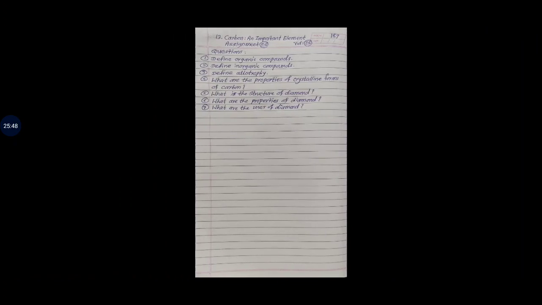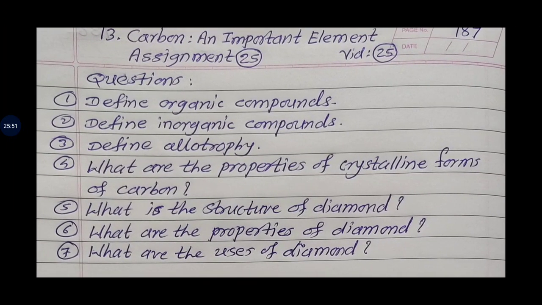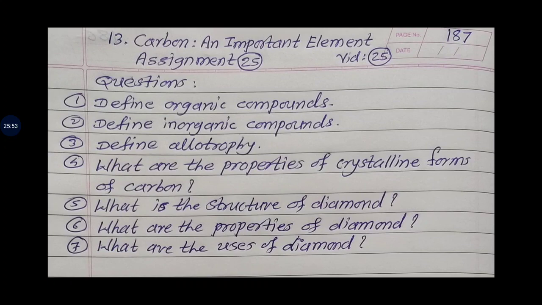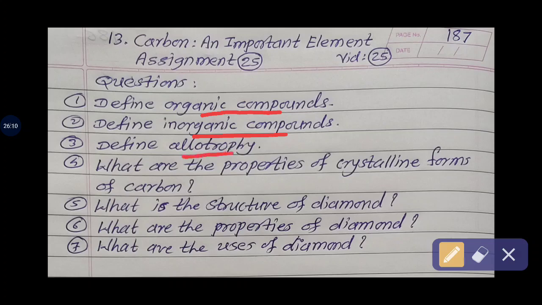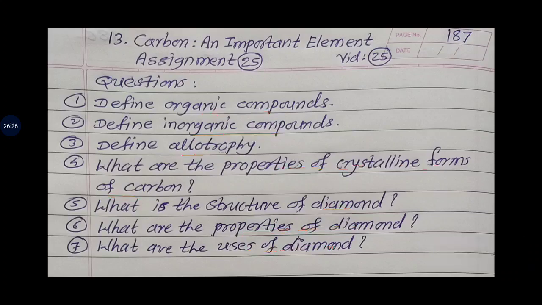So today's assignment is this one. Today's video is number 25, assignment number 25. That is the first assignment of lesson number 13. First question, define organic compounds. Next, define inorganic compounds. Define allotropy. What are the properties of crystalline forms of carbon? Next, what is the structure of diamond? What are the properties of diamond and what are the uses of diamond? So these 7 questions are the assignment questions related to today's video.